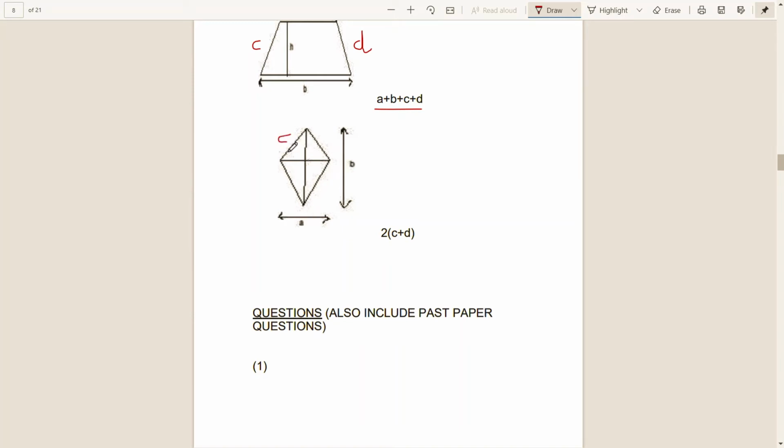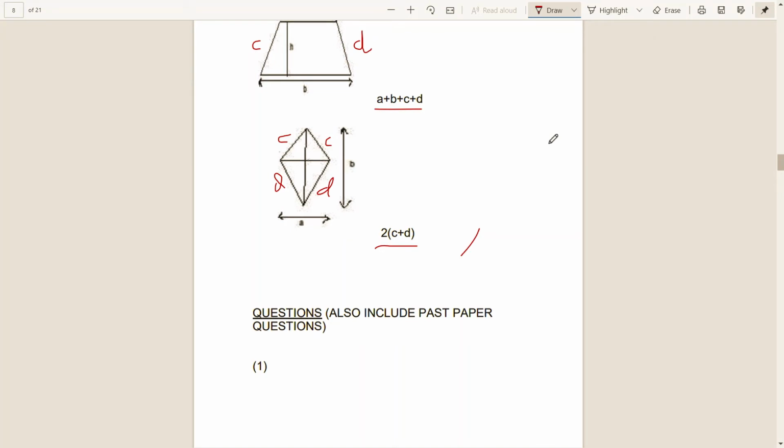Let's say this is C and this is D. If this is D, this is also D. If this is C, this is also C. So the perimeter will be C plus D plus C plus D, 2 into C plus D. I hope it's clear till here.